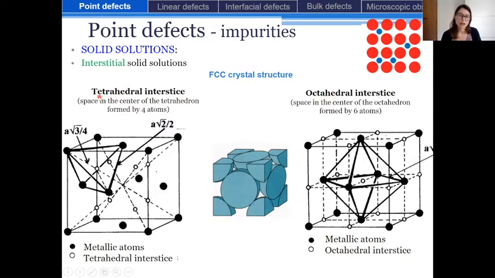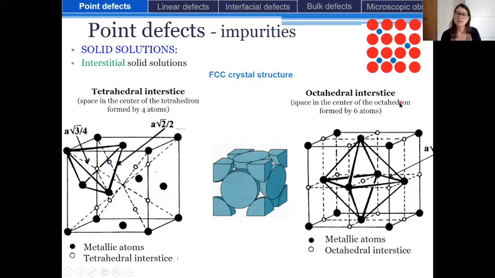So the tetrahedral interstice is formed at the center of the tetrahedron that is formed by 4 atoms. These 4 atoms are one atom at a corner and 3 neighbor atoms that are placed in the center of these faces of this cube. And so this tetrahedron has at its center a tetrahedral interstice that can be filled by the solute atom.